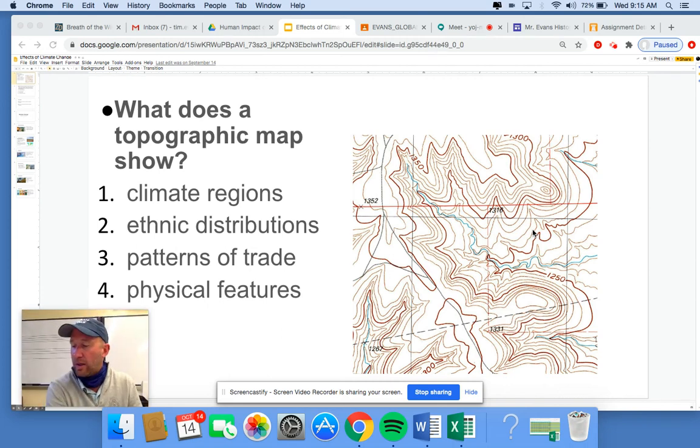Last class, we looked at the start of climate change, or the causes, thinking about fossil fuels and the Industrial Revolution. Just a couple of reading questions for us. We got this crazy looking map here with all these squiggly lines. It's called a topographic map. And what does it show?